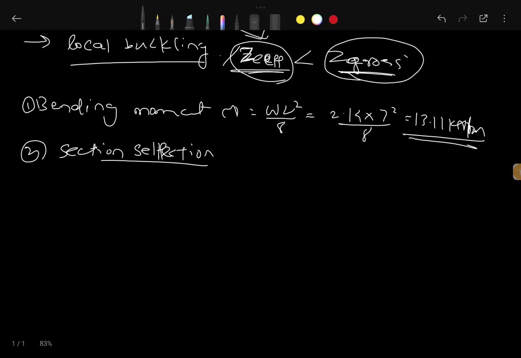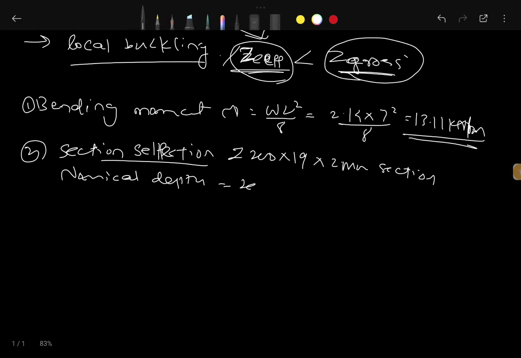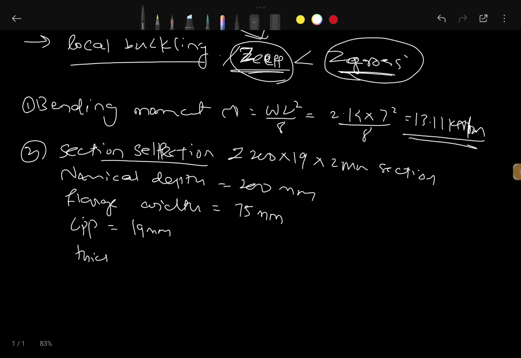Okay. Second point, section selection. For section selection, we have a Z section of 200 by 19 by 2 mm section. Here the nominal depth is equal to 200 mm, flange width is equal to 75 mm, lip is equal to 19 mm, and thickness is equal to 2 mm.